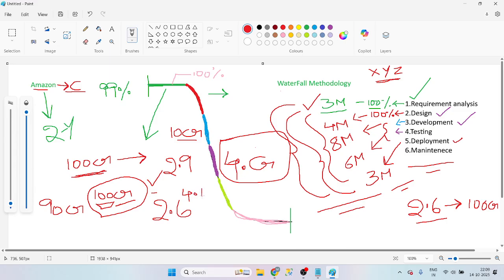In the first to fourth month, I got like 15 CR. That is my profit. So this is the basic structure of the waterfall methodology in the previous days, to get a success.